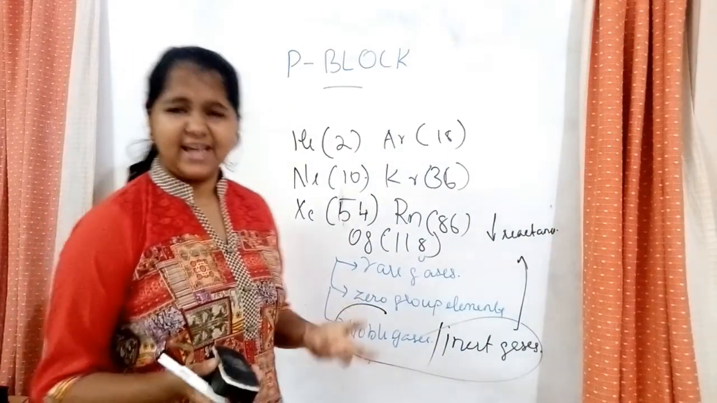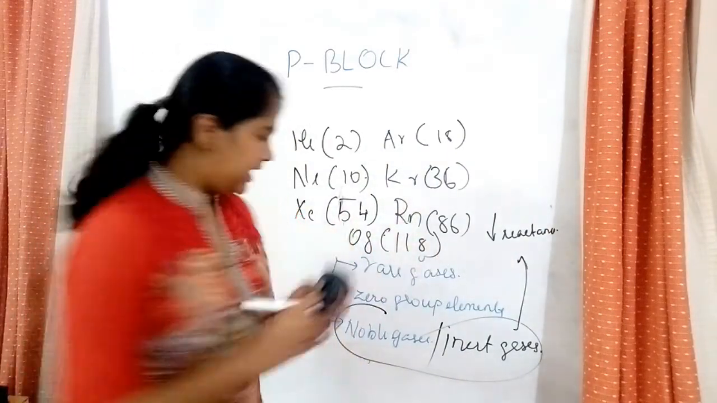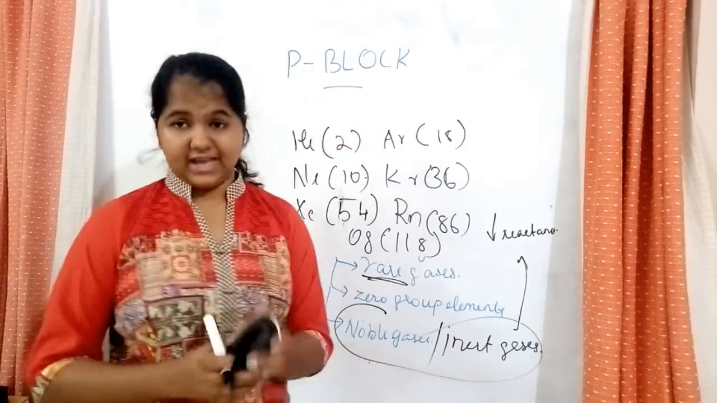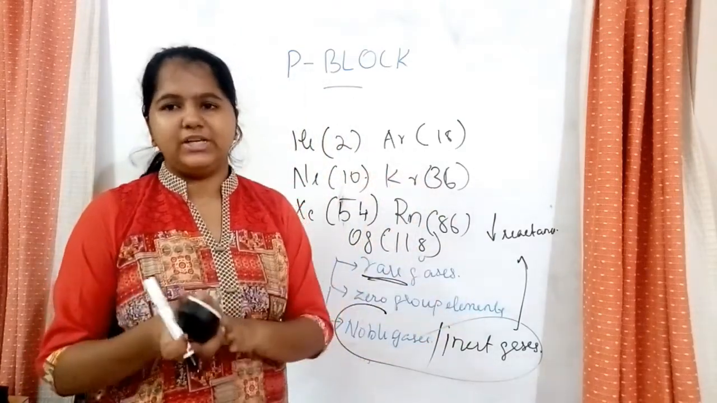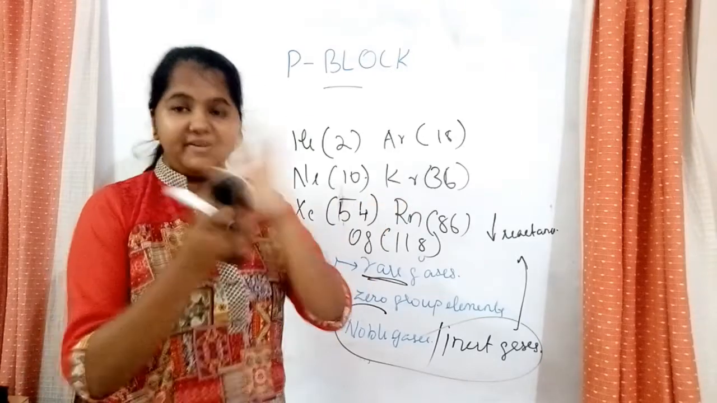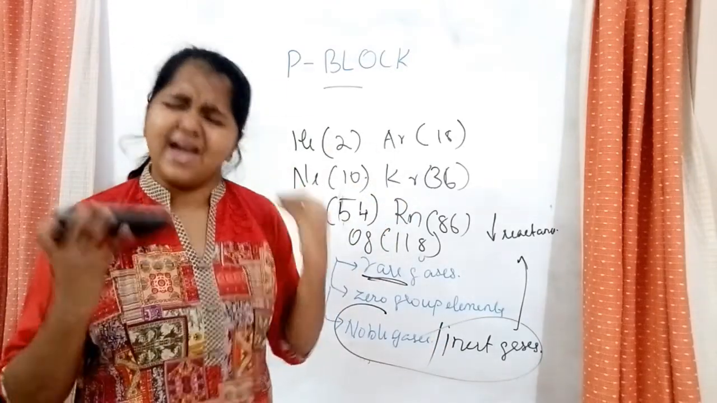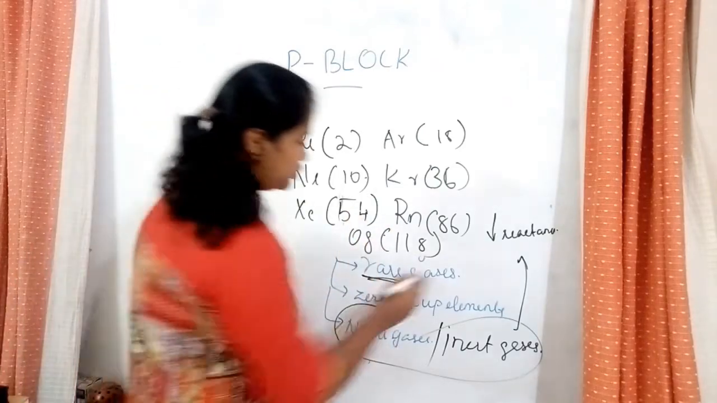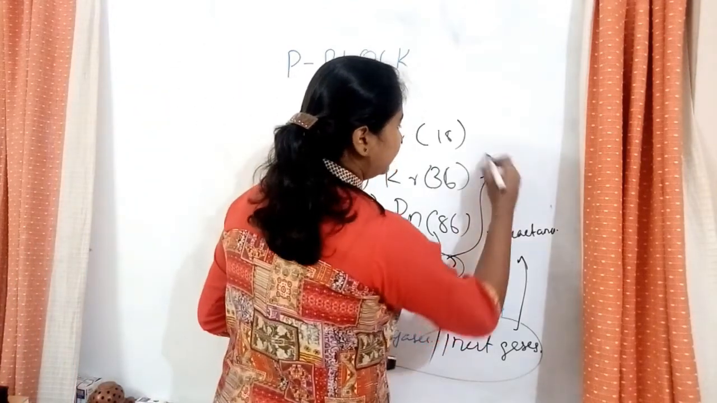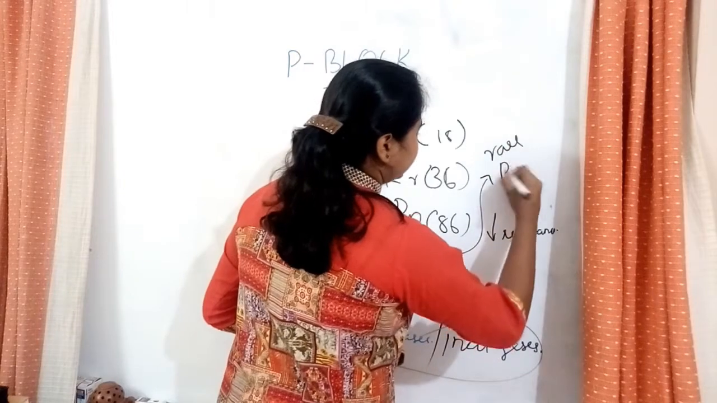And next one, rare gases. Why do you call it rare gases? What's the meaning of the word rare? The meaning of the word rare is it's barely found, it's not very common. In the same way, rare gases are not common and are rarely found in the atmosphere. So because of their rare presence.